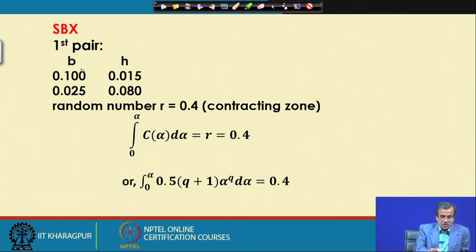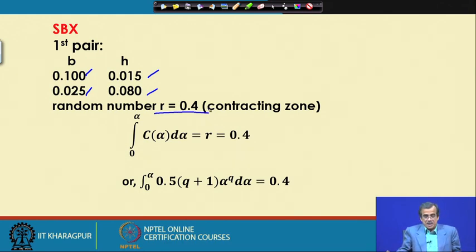So, b equals 0.100 and h equals 0.015, and for the second parent b equals 0.025 and h is 0.080. And if you see, while stating the problem, I took the help of a few random numbers, and if you see that particular list, the first random value was 0.4. So, let me consider r equals 0.4.